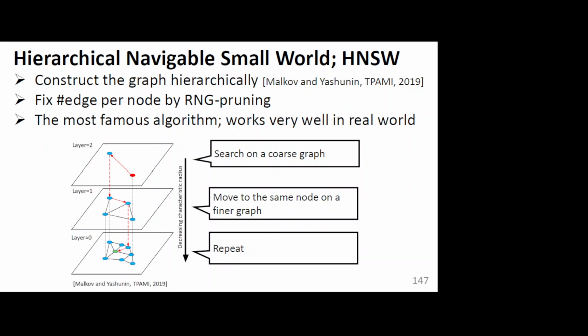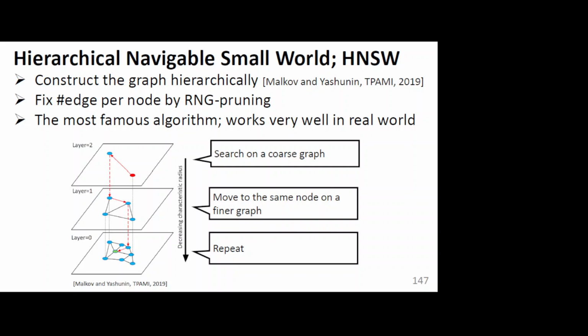But this is a hierarchical structure here. In the hierarchical structure, this means the bottom layer contains all the data points. But if I build a structure above it, I randomly select some points from layer 0 into layer 1 and build a graph. And also do it again to build the data points in layer 2.